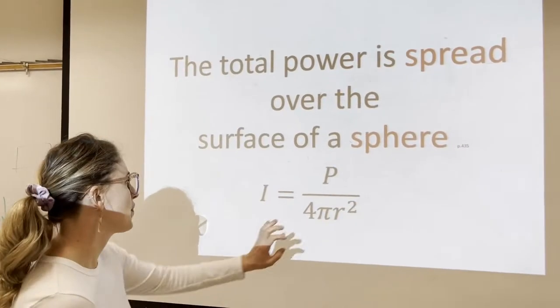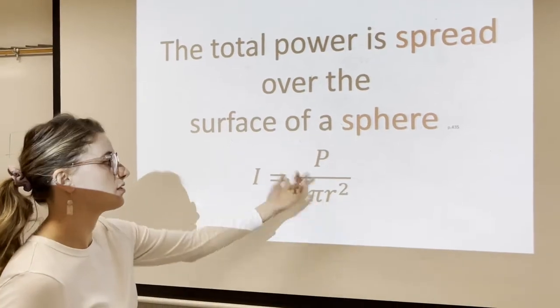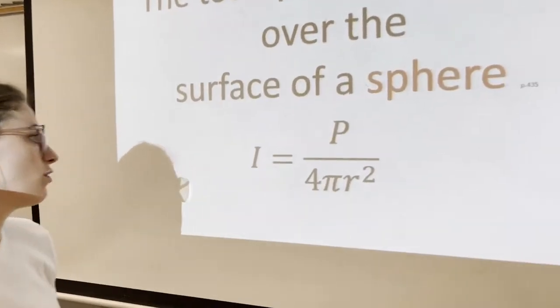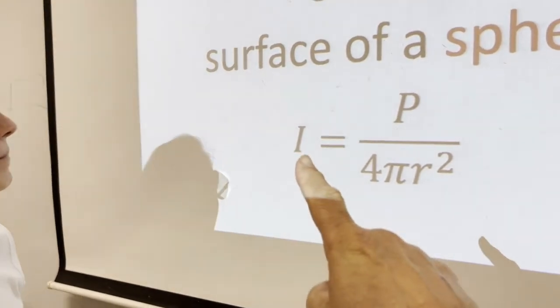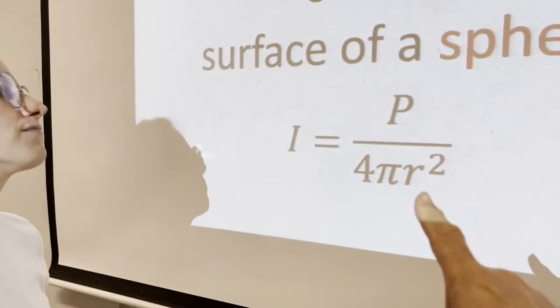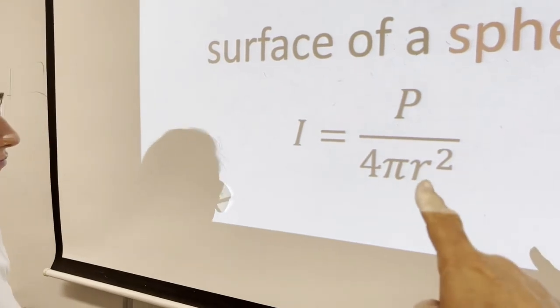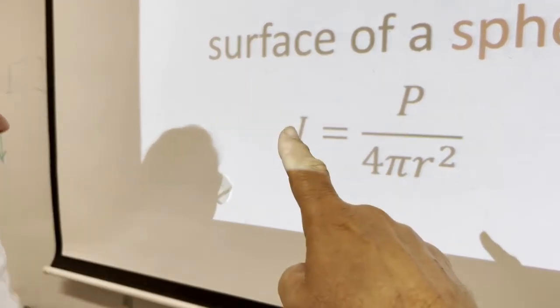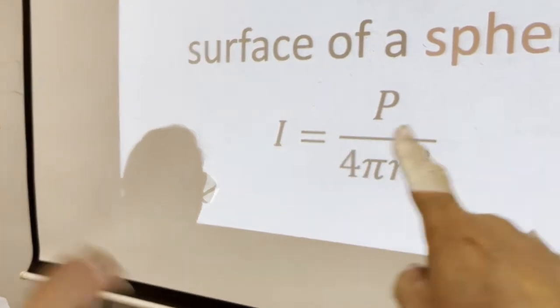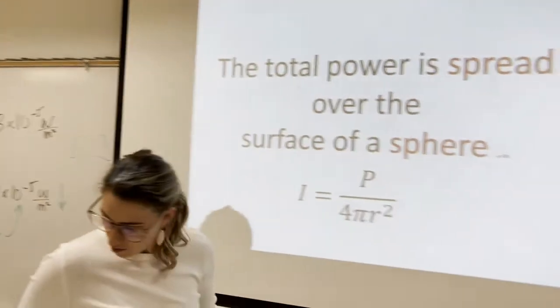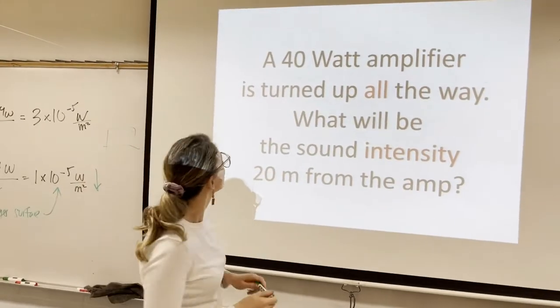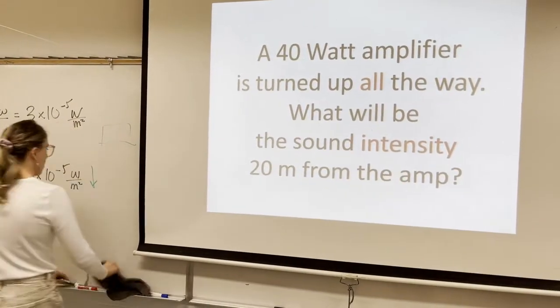So when we talk about the area for a sphere, we have to use our equation for the area of a sphere, which is 4 pi r squared. And so the sound intensity varies inversely with the square of the radius. As the bubble gets bigger, the intensity gets smaller. And it doesn't just geometrically get smaller, it exponentially gets smaller. So let's go ahead and do a practice problem with that one here.